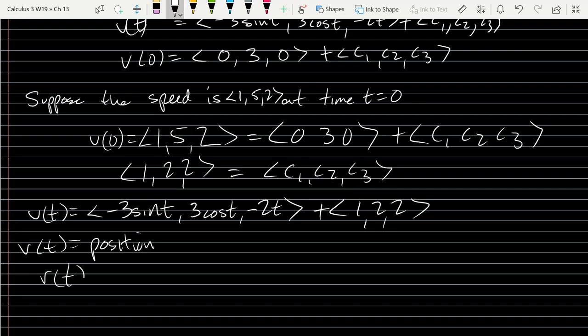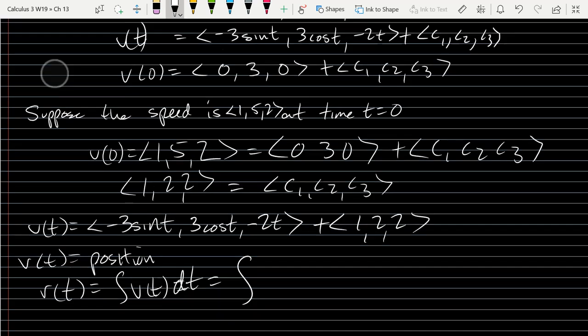And position is the antiderivative of velocity. All right, so that should be enough for you to compute it. So do your best to find the position function. I'll give you 2 minutes and get the constant out of it as well. So you'll have a constant in there.